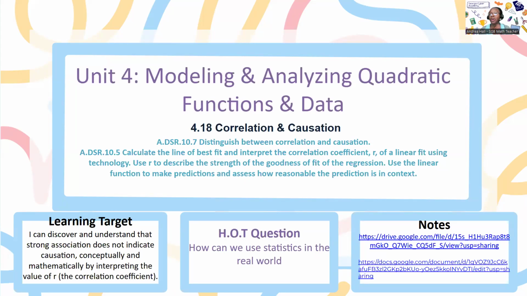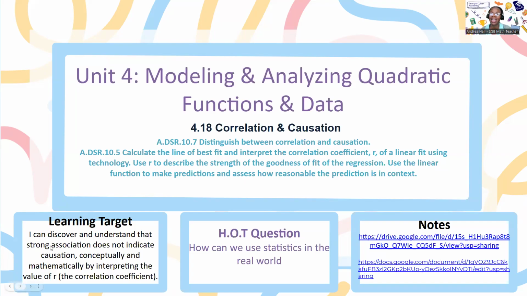All right. Hello, everyone, and welcome to Unit 4, Modeling and Analyzing Quadratic Functions and Data. We are here at the ending of Unit 4 with Lesson 4.18, Correlation and Causation. Here are standards: DSR 10.7, distinguish between correlation and causation, and DSR 10.5, calculate the line of best fit and interpret the correlation coefficient R.